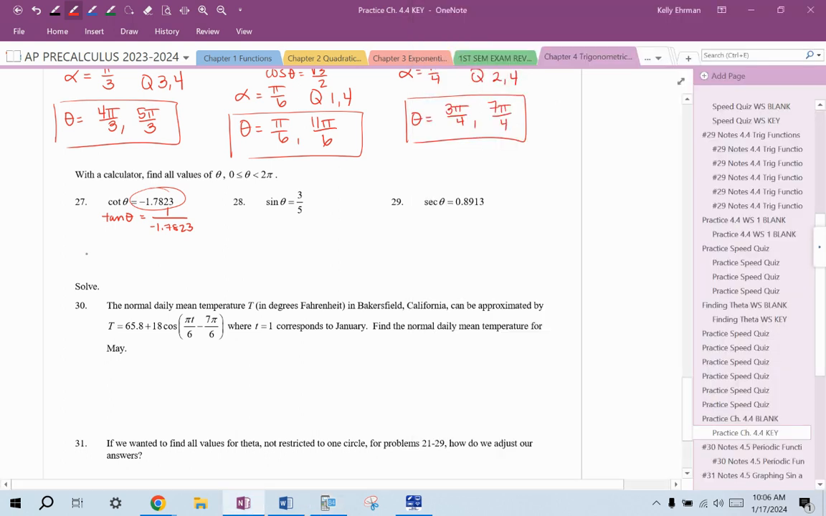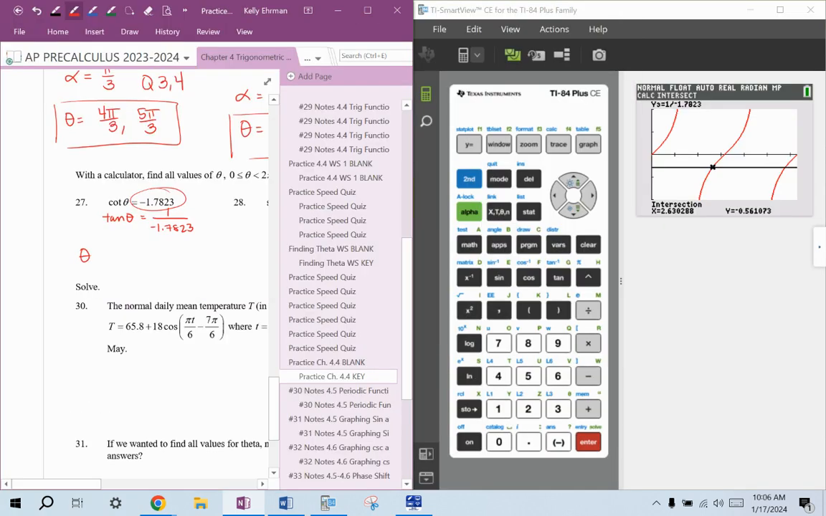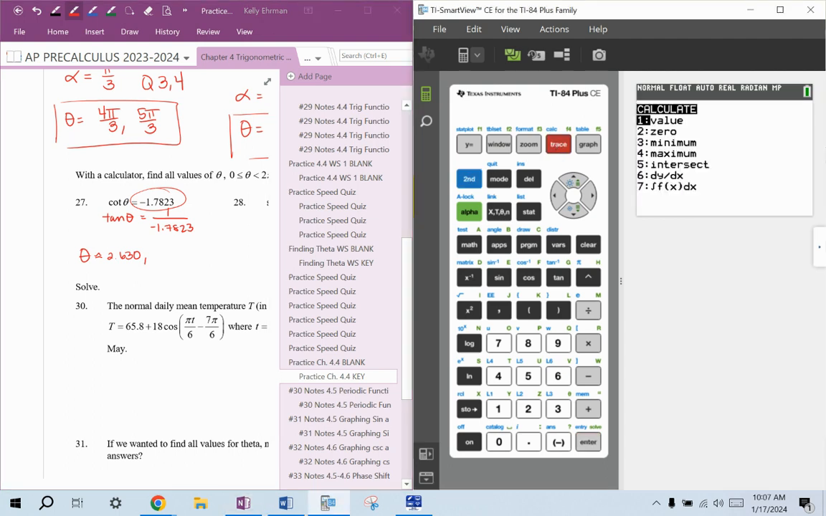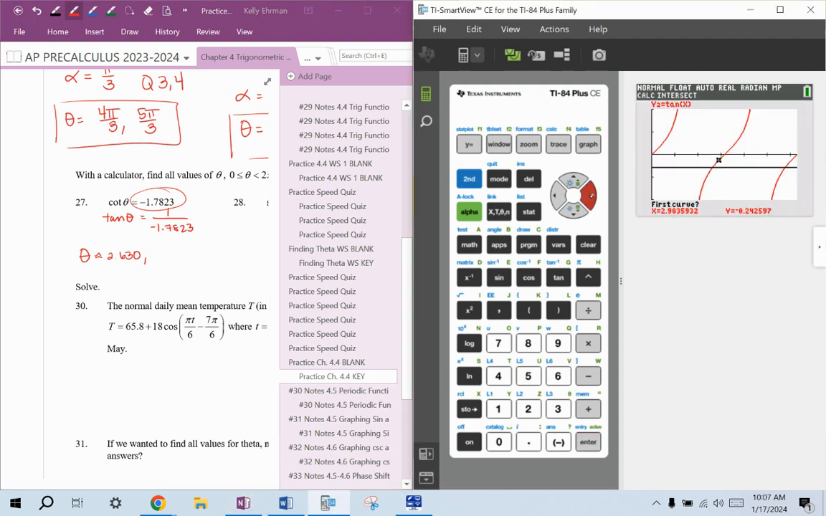So one answer for theta is 2.630 radians. There's no label for radians. To find the other answer, you've got to scroll until you get closer to the other side. Your cursor is going to go off the screen for a little while until it hops to the other one that you can see. There it is. Enter, enter, enter. So 5.772.